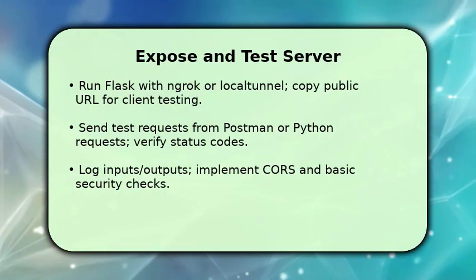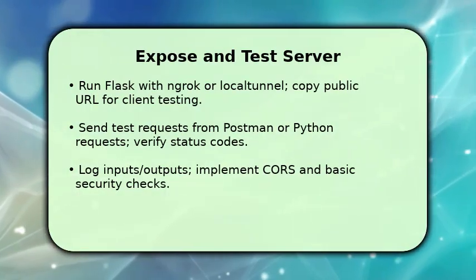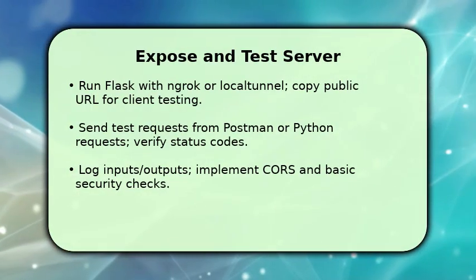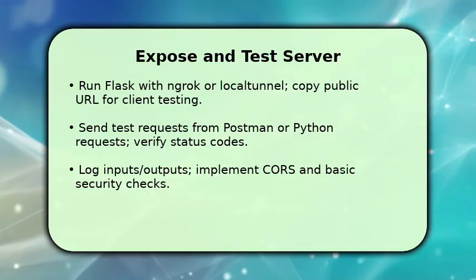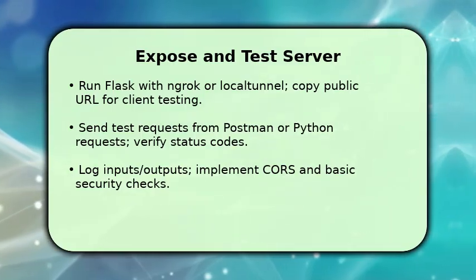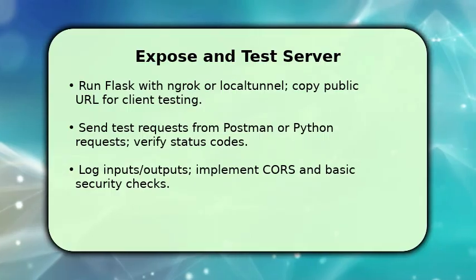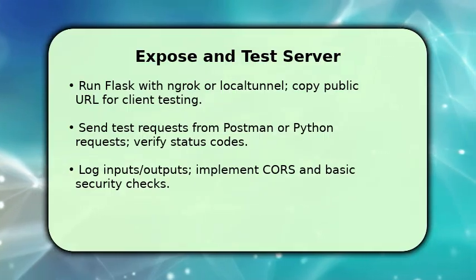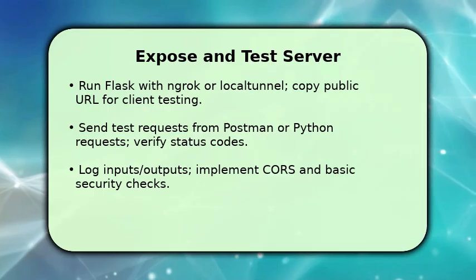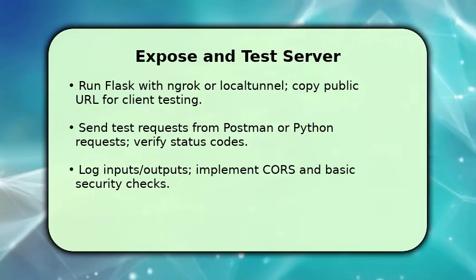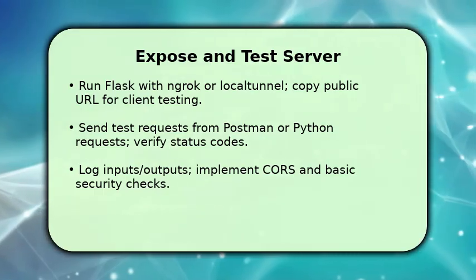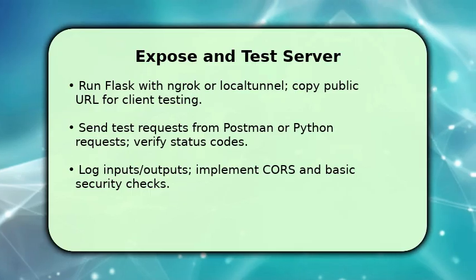You finish by exposing the server and validating end-to-end behavior. Start the Flask app under Unicorn or flask run, then launch ngrok to create a public HTTPS tunnel. This lets external clients hit your Colab-hosted endpoint. Test with a few real payloads and check logs for shape or inference latency issues. Make sure to handle JSON errors gracefully.